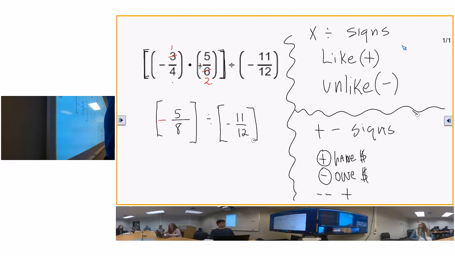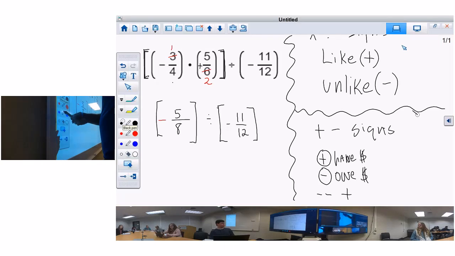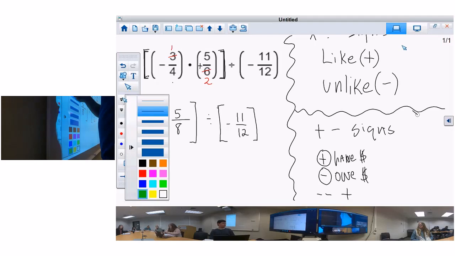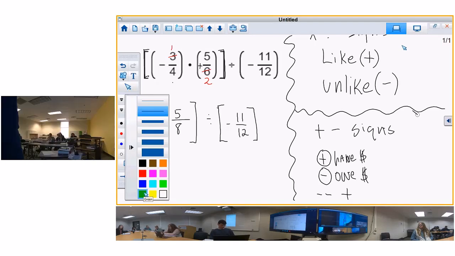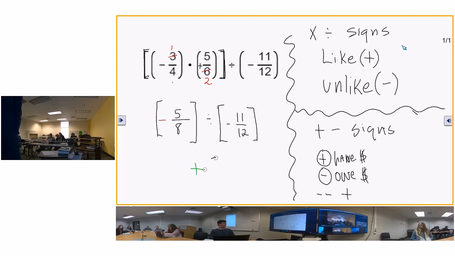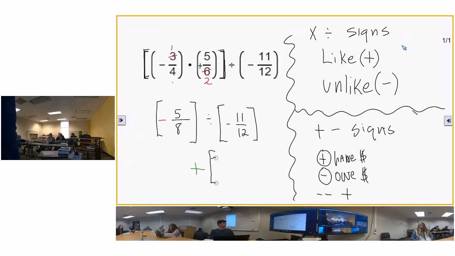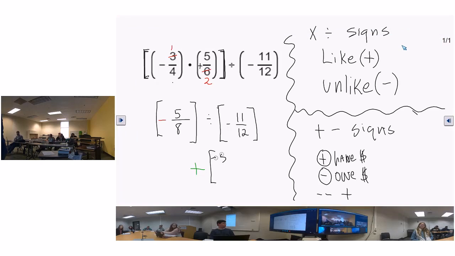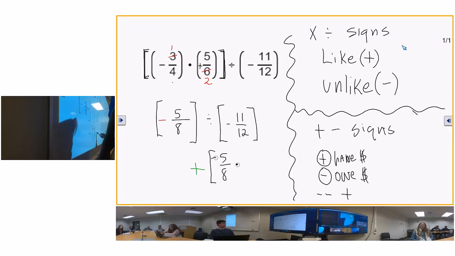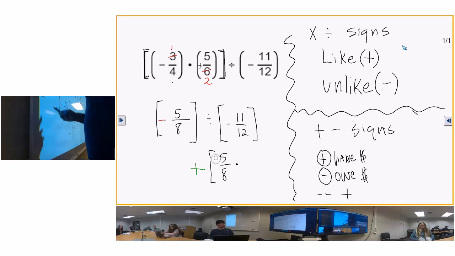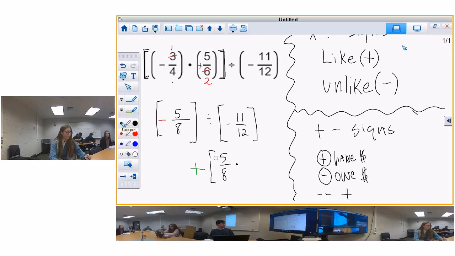Now, I'm going to multiply or divide a negative times a negative. Well, what's a negative times a negative? Positive. So I'm going to take my 2 negatives, and that's going to turn into a green positive. Now, I'm going to put brackets, and I'm going to do 5/8 multiplied by what? Again, I'm asking y'all to be communicative. 12 over 11.